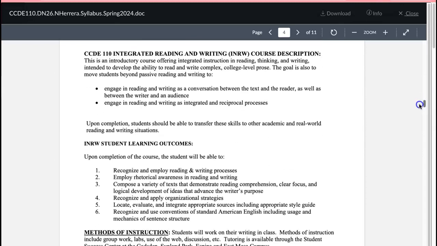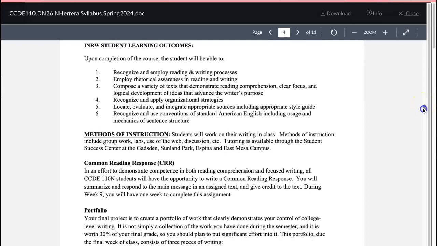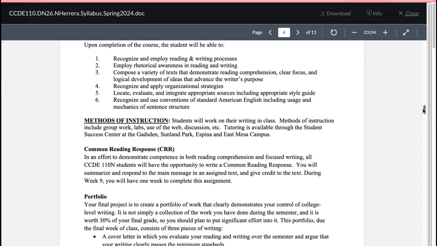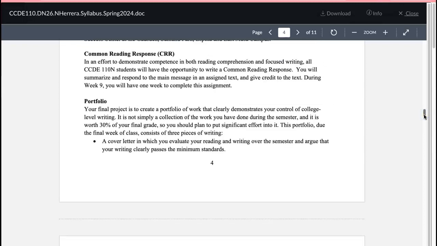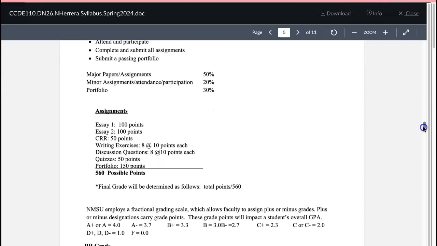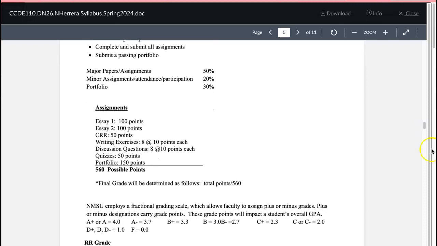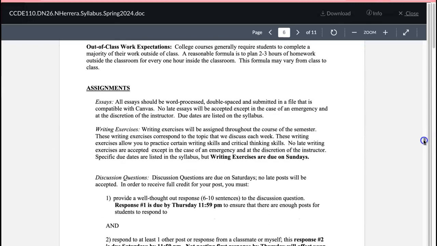So the rest of the syllabus, like I said, does contain important information about the course, and some institutional information as well. So you want to make sure that you read all of the syllabus carefully. That way you can take the quiz, because we do have a quiz over the syllabus. And like I said, we have some other information about some assignments in the course. Here we have the assignments that we are doing, and we also have a brief explanation.